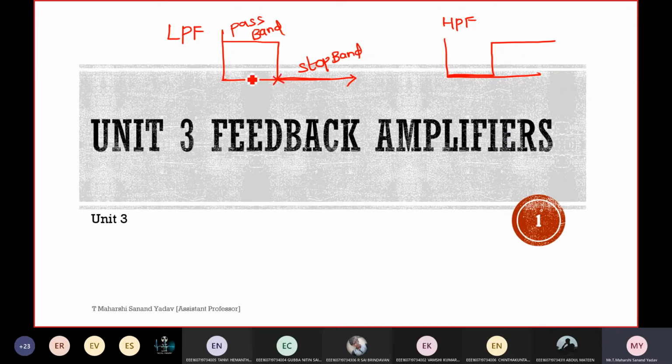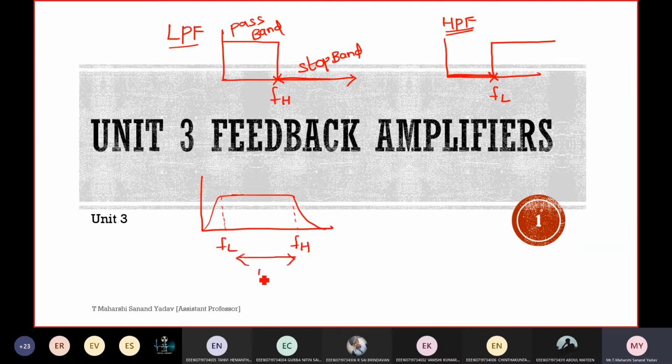And the point at which this is happening: in case of a low pass filter, we call it FH, the higher cutoff frequency. In case of a high pass filter, we call this point FL, the lower cutoff frequency. Now I told you something called bandwidth. Bandwidth is nothing but these two points, higher cutoff frequency and lower cutoff frequency. The difference between these two points is called bandwidth. So bandwidth is defined as higher cutoff frequency minus lower cutoff frequency.